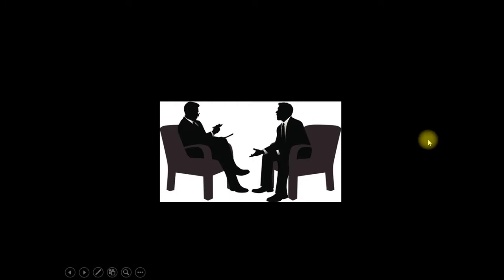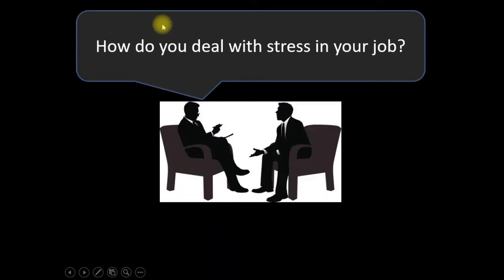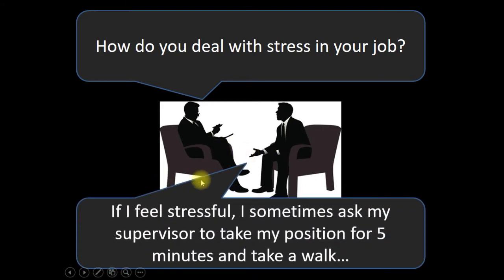Another common mistake would be this. How do you deal with stress in your job? If I feel stressful, I sometimes ask my supervisor to take my position for 5 minutes and take a walk. If I feel stressful. So here we've got the verb feel, right? And we have to remember that stressful is not a feeling. It should be describing the feeling of I. So should not be stressful, should be stressed. Yes, exactly.